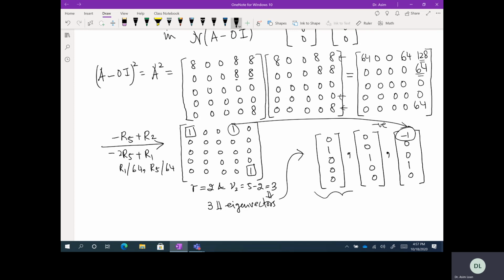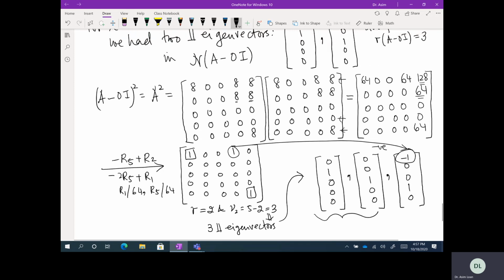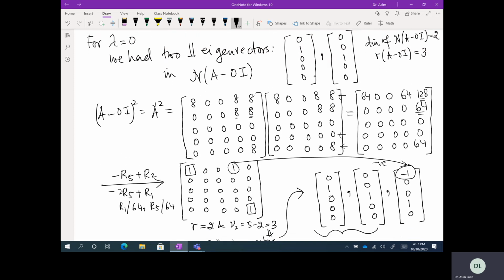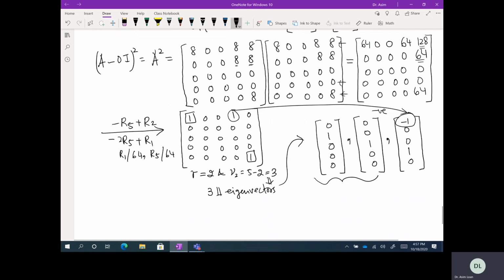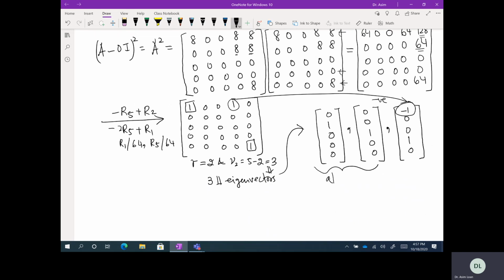Now, these two, when we are picking the second column and third column, they are already here. So we can't pick these two, already in the null space of A minus 0i. So this is the one.